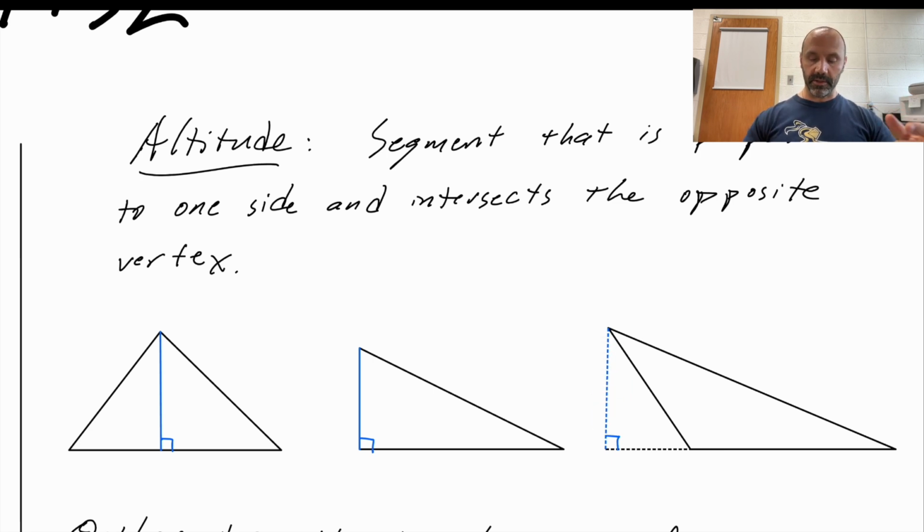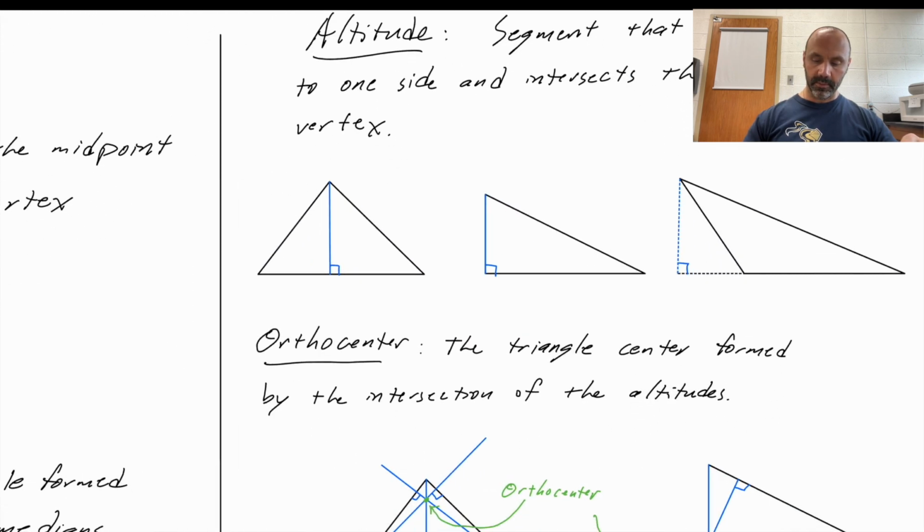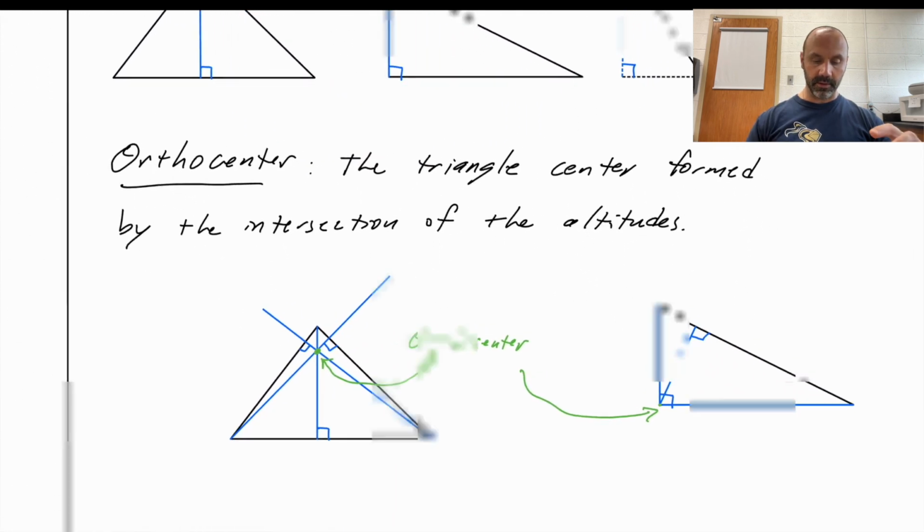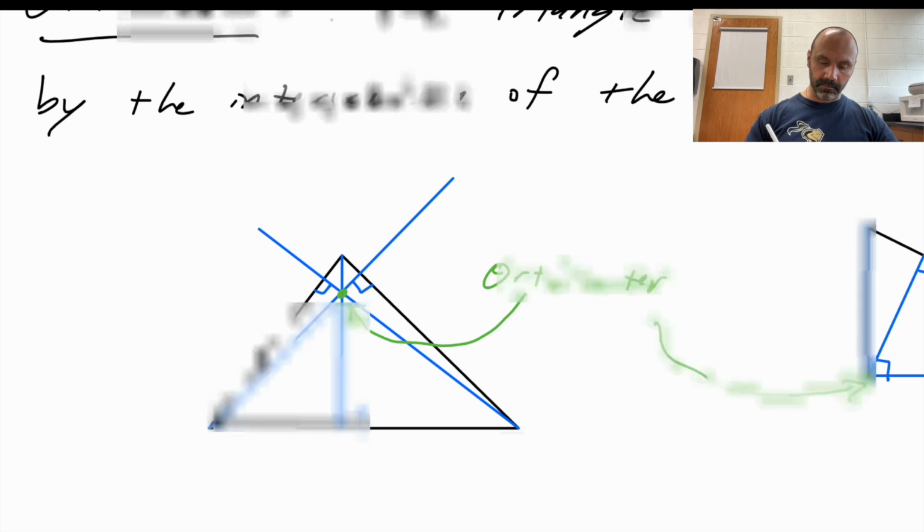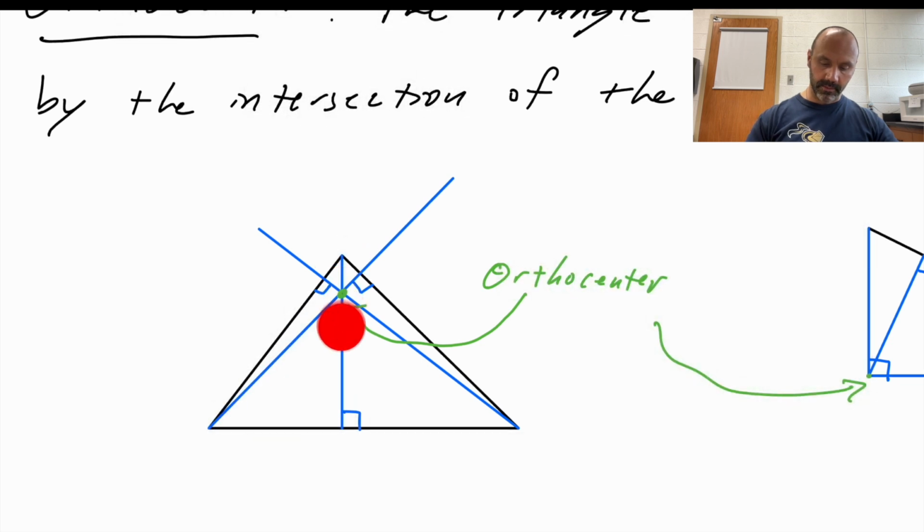Now, if I draw all three altitudes, the place where they intersect is called the orthocenter. So it's a triangle center formed by the intersection of the altitudes. So this is the first triangle. This is the line I had before. So then if I draw a line from here and make it perpendicular to the opposite side, it goes that way. And then same thing, this segment is going through the vertex and is perpendicular to the opposite side. They all intersect at the orthocenter.